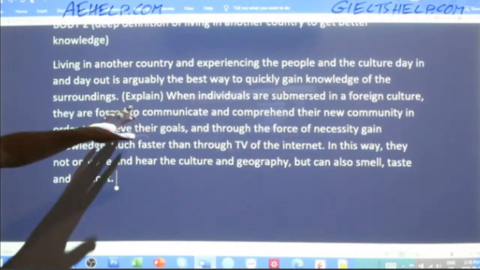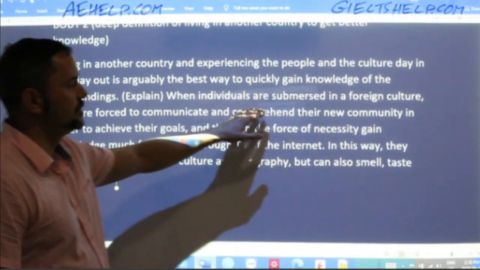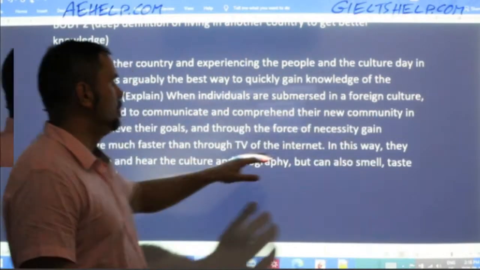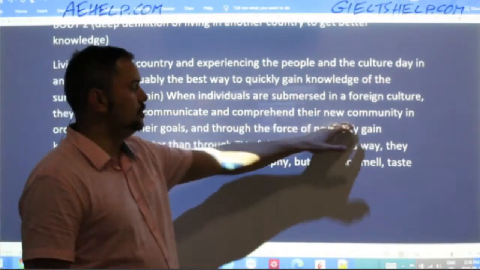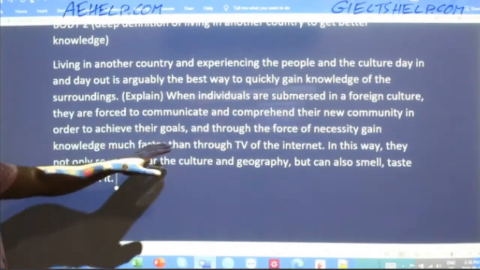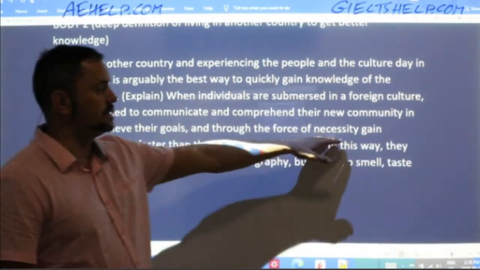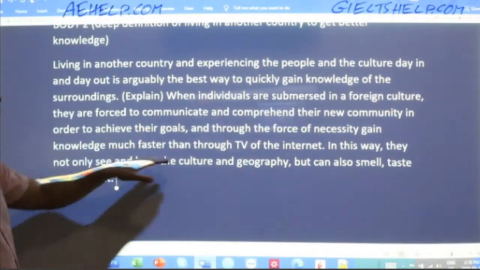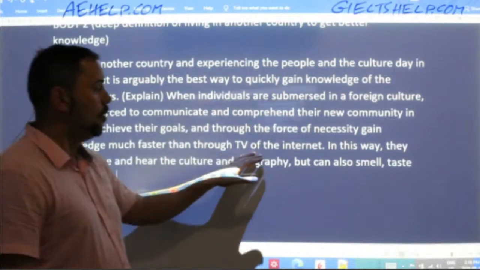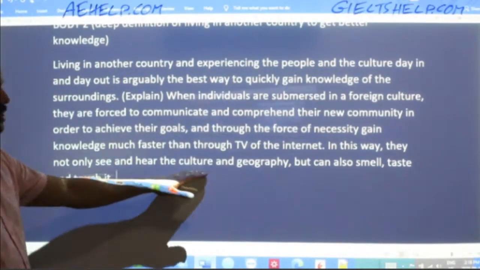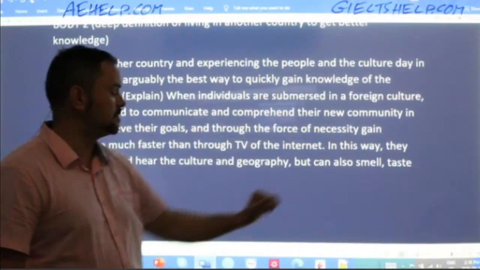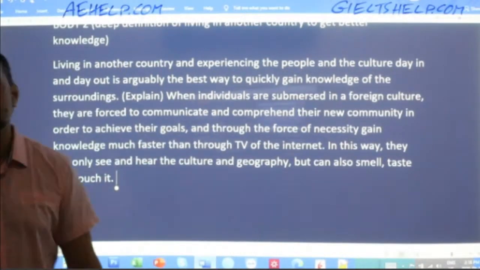So here we go with my explanation. When individuals are submersed in a foreign culture, they are forced to communicate and comprehend their new community in order to achieve their goals, and through the force of necessity, gain knowledge much faster than through TV or the internet. In this way, they not only see and hear the culture and geography, but can also smell, taste, and touch it. Okay?